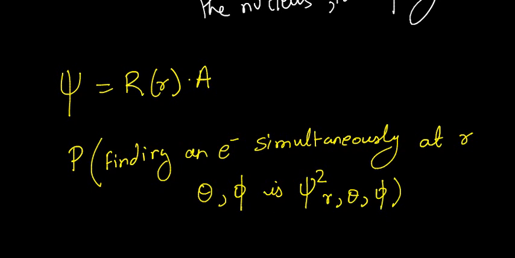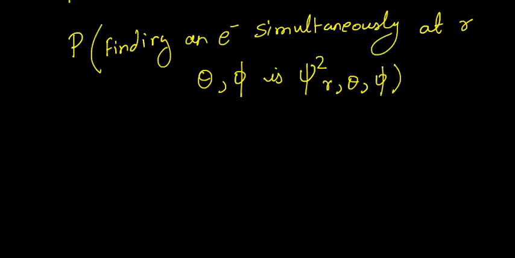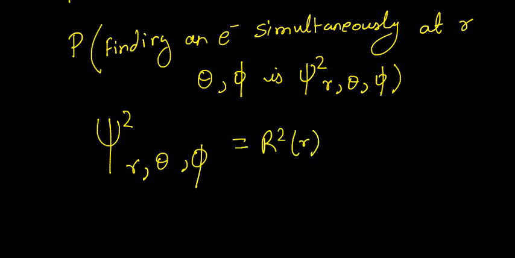Now let us see what this will be equal to. Therefore, we can represent this as psi square. Notice this will look like a bit of the Schrödinger equation, that is psi square of r theta phi, which equals R square of r into A square of theta phi.